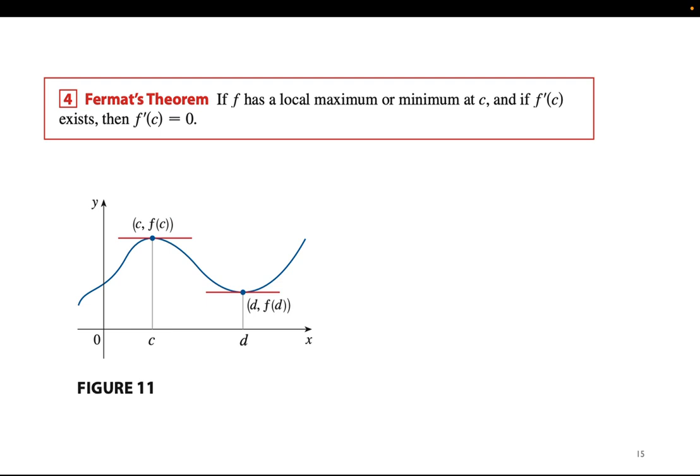This is Fermat's theorem. It says that if a function has a local max or local minimum at c, and f prime of c exists, then it must be 0. So again, not absolute max or min, but if you have a local max or local min, and we know for sure that the function has a derivative, then this theorem guarantees that the derivative must be 0, right?